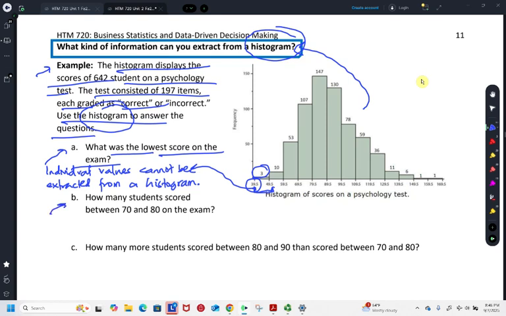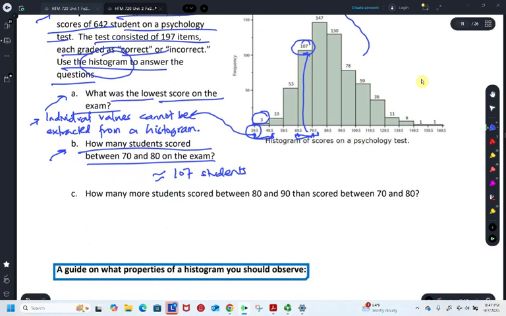However, in question B, we are asked how many students scored between 70 and 80 on the exam. So that would be close right here, and that would be approximately 107 students. So we can extract the count for a range of values, but not an individual set of values.